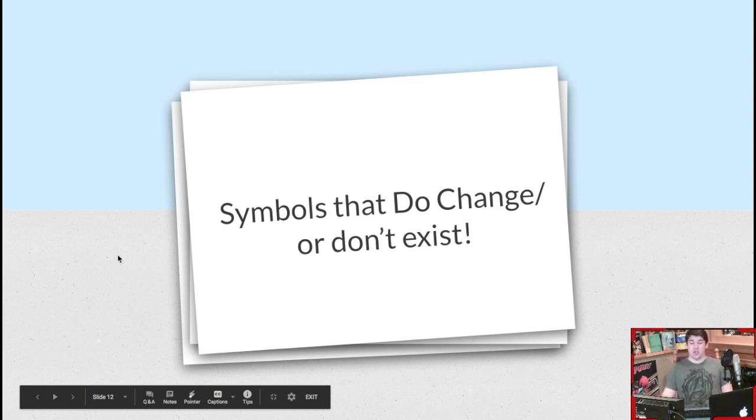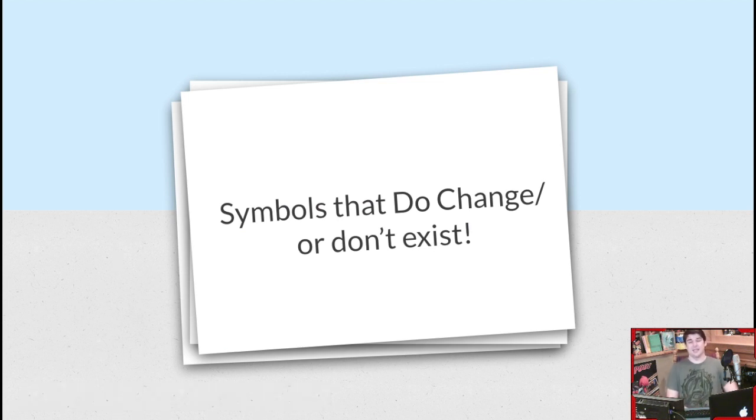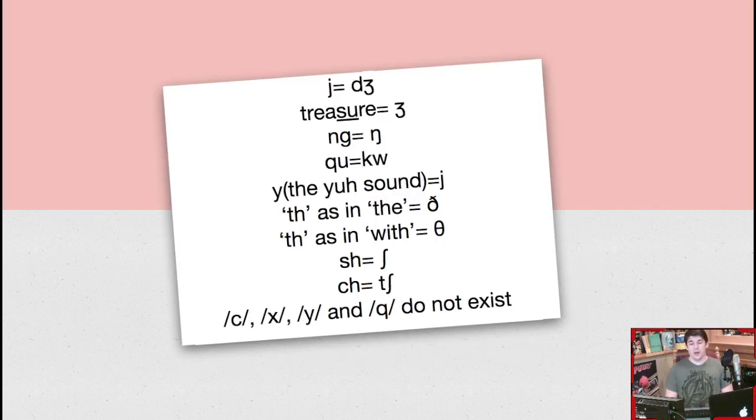Let's go into symbols that do change or don't exist. This is fun. So there are some symbols that will replace what you know, and some symbols that just do not exist. So let's start with the J. The J sound is a D followed by the J, which is the next word down. So the J, we'll start with "treasure." You see "treasure" has that kind of vibrating J sound, represented by that 3 that goes beneath the line of letters, like a G.